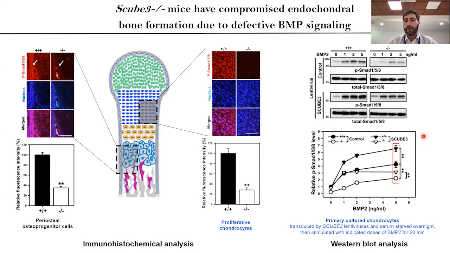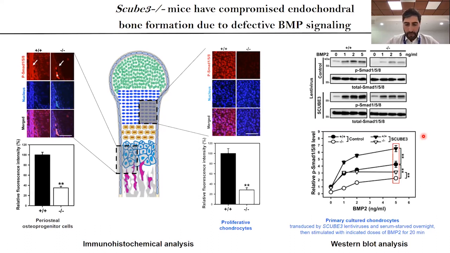inside the knockout cells, primary cultured chondrocyte, we tried to insert an extra gene, SCUB3, by using a lentivirus vector. And then we observed that all the SMAP protein returned in high expression. So this is the first data that suggests to us that something could be fixed in this condition.